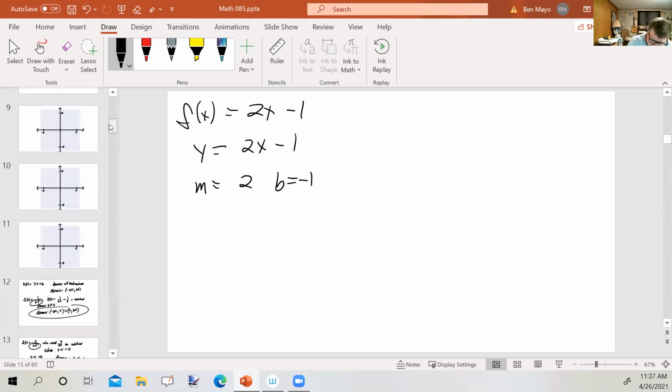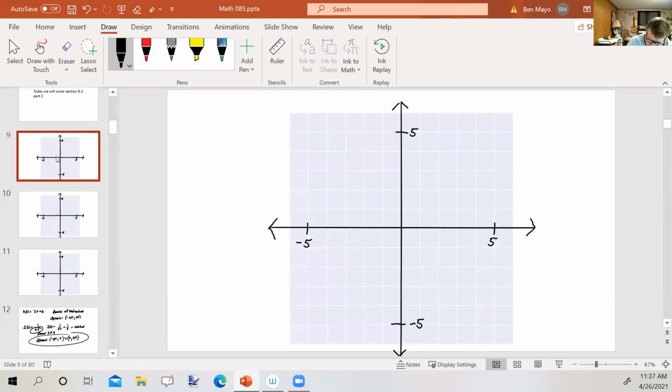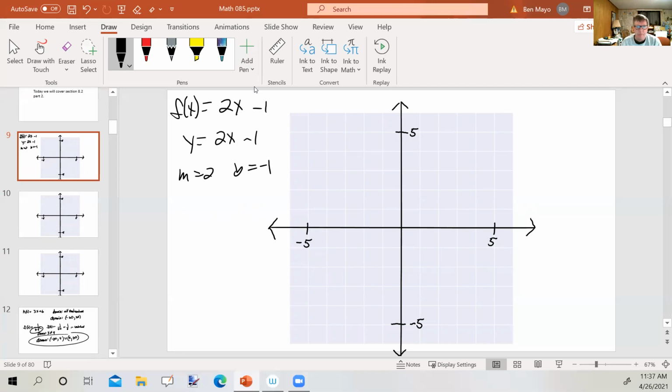Well, let's go back here to where I have room with the graph, and we'll go back to f of x equals 2x minus 1, y equals 2x minus 1. The slope is 2, the y-intercept is -1. So it's going to go through that y-intercept, and the slope is going to be up 2 and over 1, up 2 and over 1. And we'll draw a line here using a straight edge. And there is the graph of f of x equals 2x minus 1.